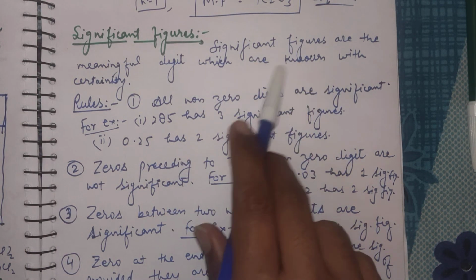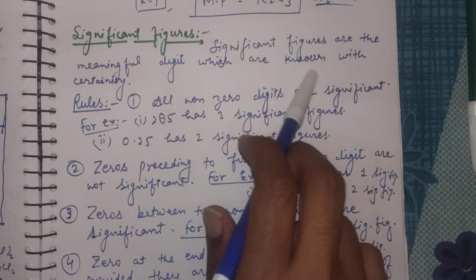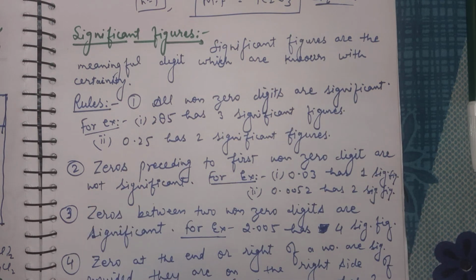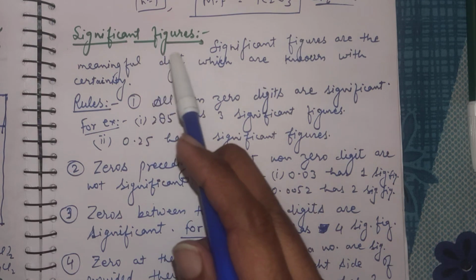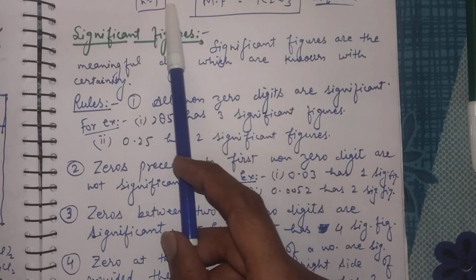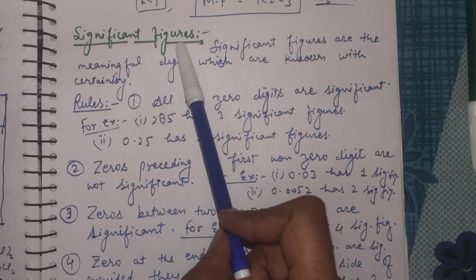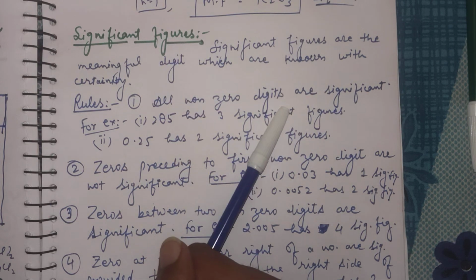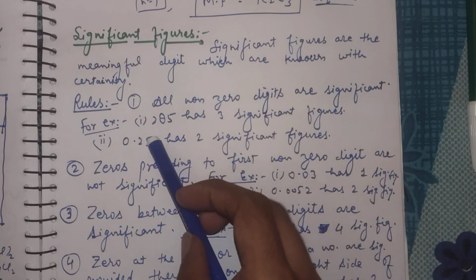What are significant figures? Significant figures are the meaningful digits which are known with certainty. It means they have some certain value. Significant figures are used in finding values and errors, which sometimes happen with instruments while taking a reading. So significant figures are used for precision, to minimize error and get the precise value of any quantity.